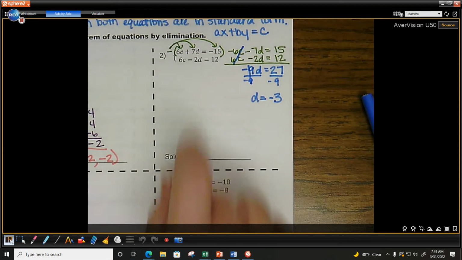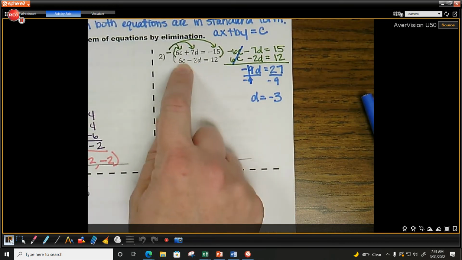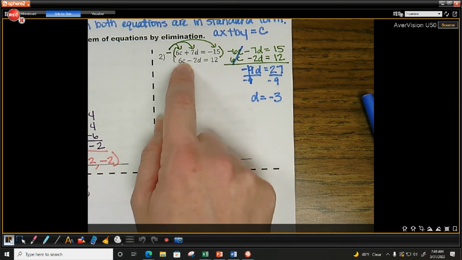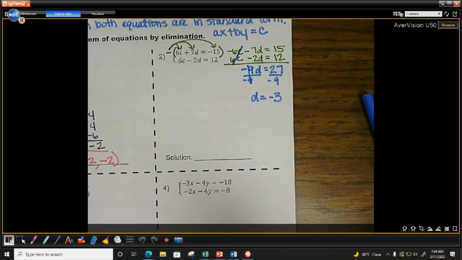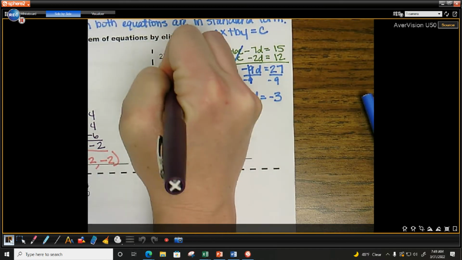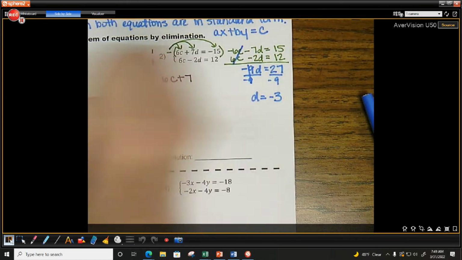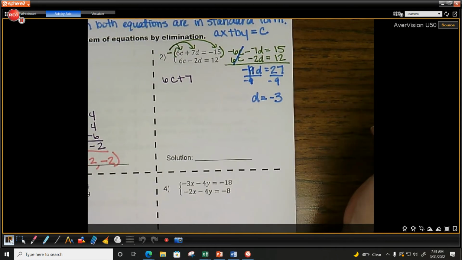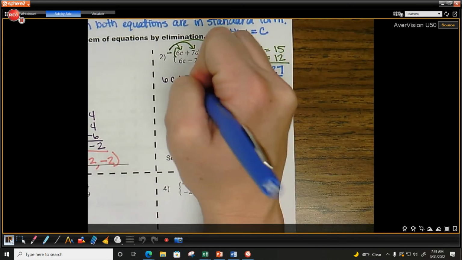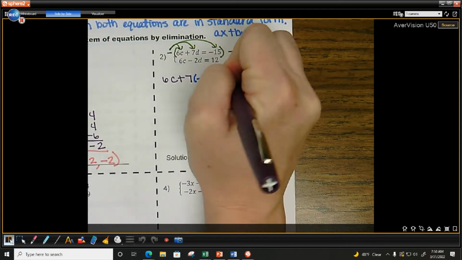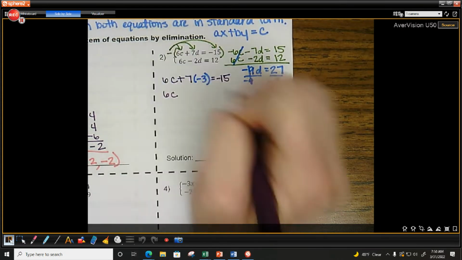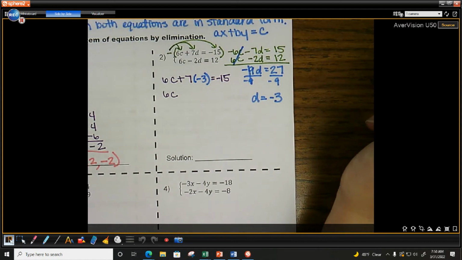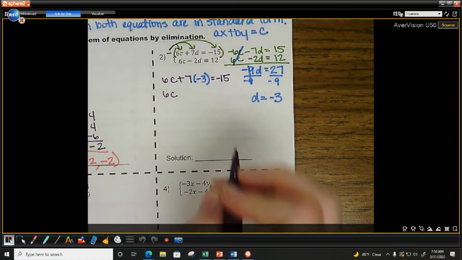Which one do y'all want to use? Top equation, bottom equation. Remember, I said personal preference doesn't matter. They both should give you the same answer. Top or bottom? Top, okay? So I'm going to do 6c plus 7. What did I just calculate d to be? Negative 3 equals negative 15. So 6c, what's 7 times negative 3? Negative 21.